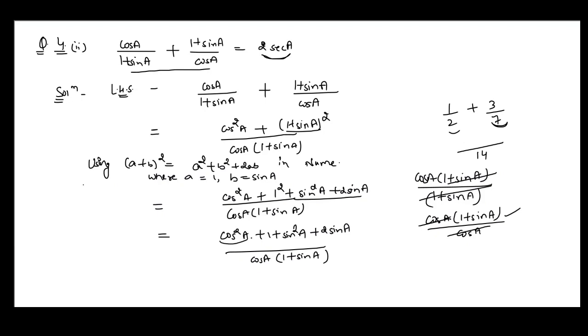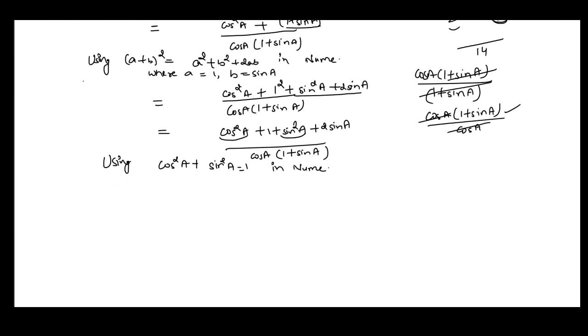Now, we know that cos square A plus sin square A is 1, right? So, using that identity in the numerator, cos square A plus sin square A equals 1, so writing 1 in its place, plus 1 and plus 2 sin A, divided by cos A into 1 plus sin A.